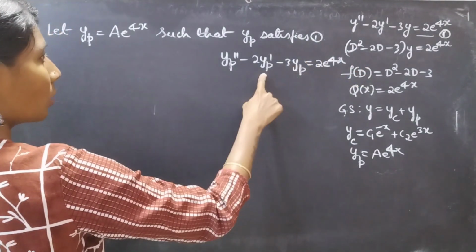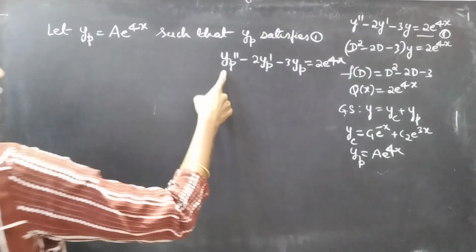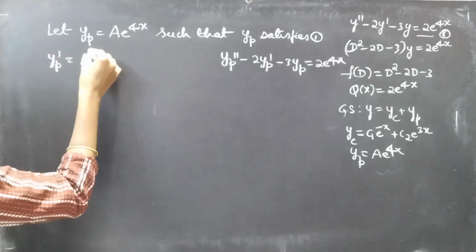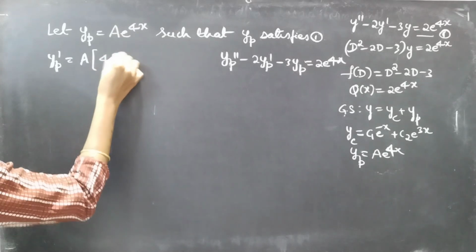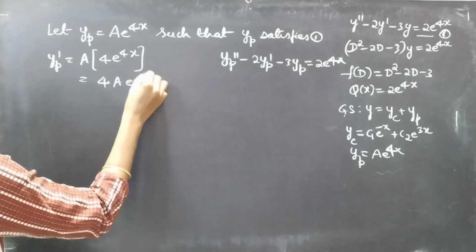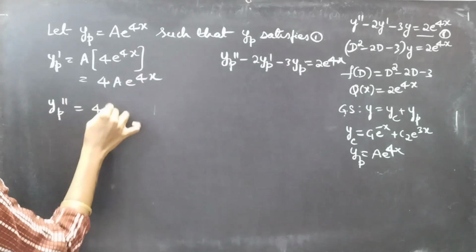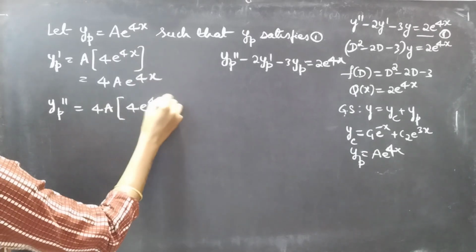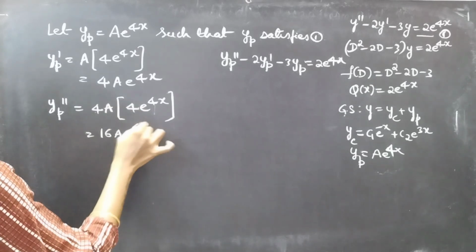See, it has yp, yp dash and yp double dash. So with the help of yp, we'll find yp dash and yp double dash. We'll find yp dash firstly. So a into derivative of e power 4x is 4 e power 4x, which gives us 4a e power 4x, right? Now find yp double dash. 4a into derivative of e power 4x is 4 e power 4x, which gives us 4 4 is 16a e power 4x.